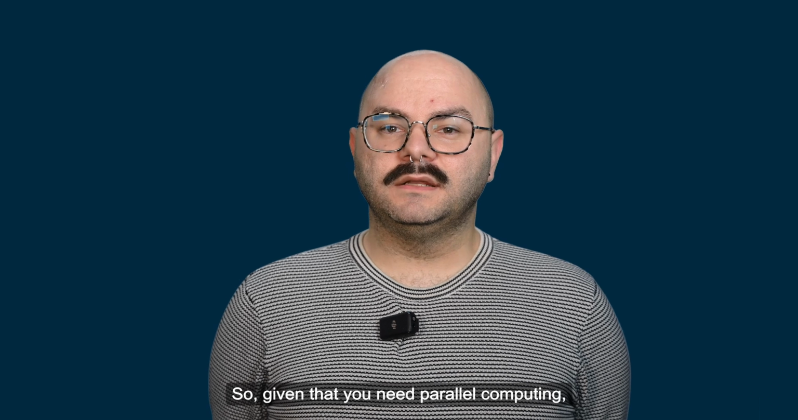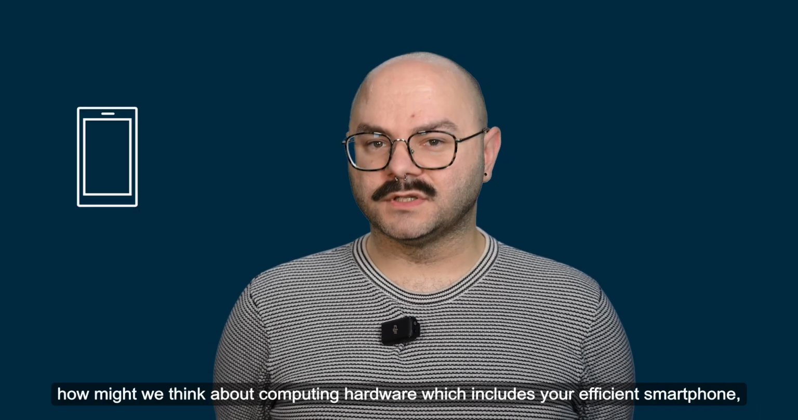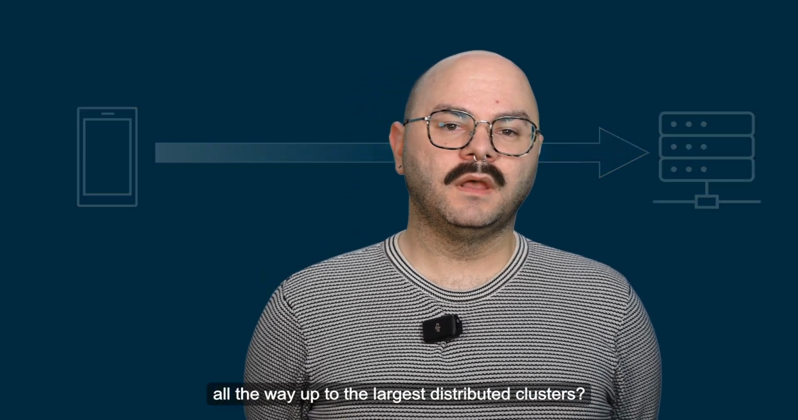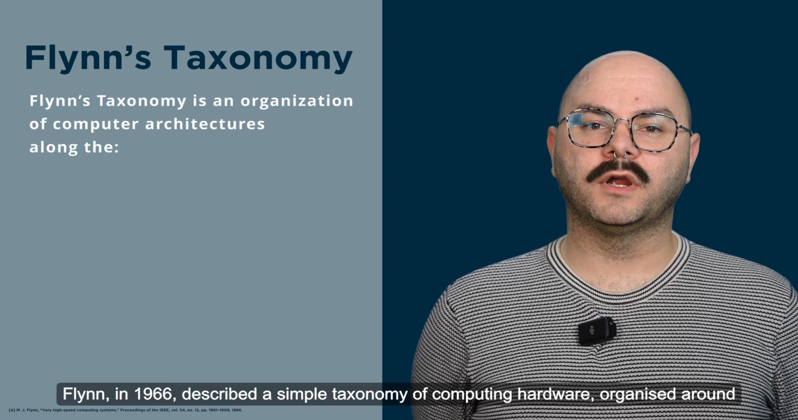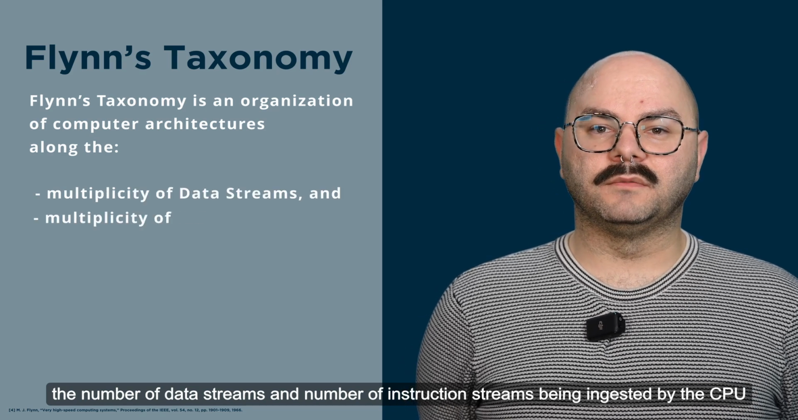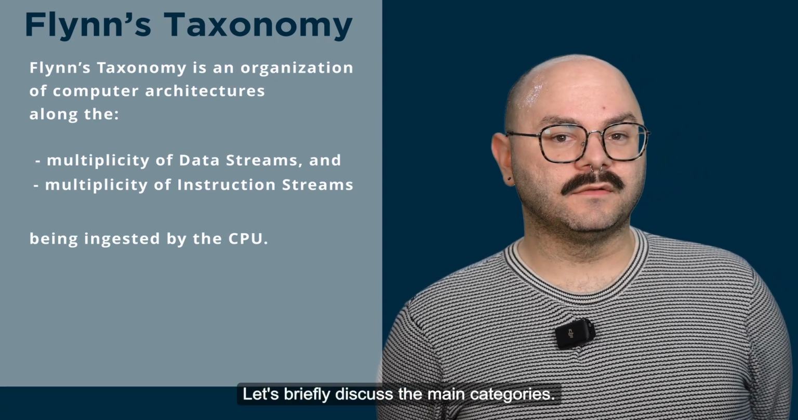So given that you need parallel computing, how might we think about computing hardware, which includes your efficient smartphone all the way up to the largest distributed clusters? Flynn, in 1966, described a simple taxonomy of computing hardware organized around the number of data streams and the number of instruction streams being ingested by the CPU. Let's briefly discuss the main categories.